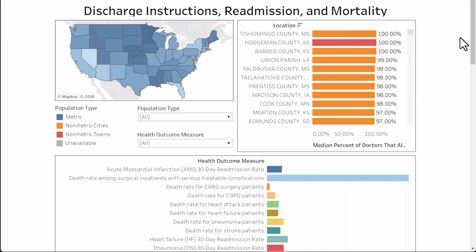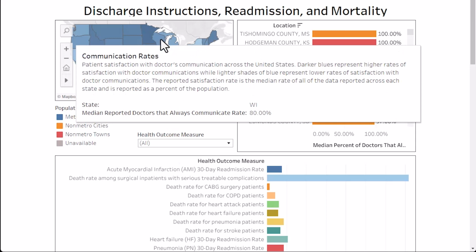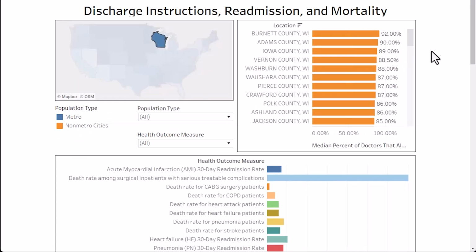First, we can modify by state. So let's say we want to take a look at just the state of Wisconsin. Click on Wisconsin on our map, and what that will do is update the entire dashboard to show only data that's coming from the state of Wisconsin.